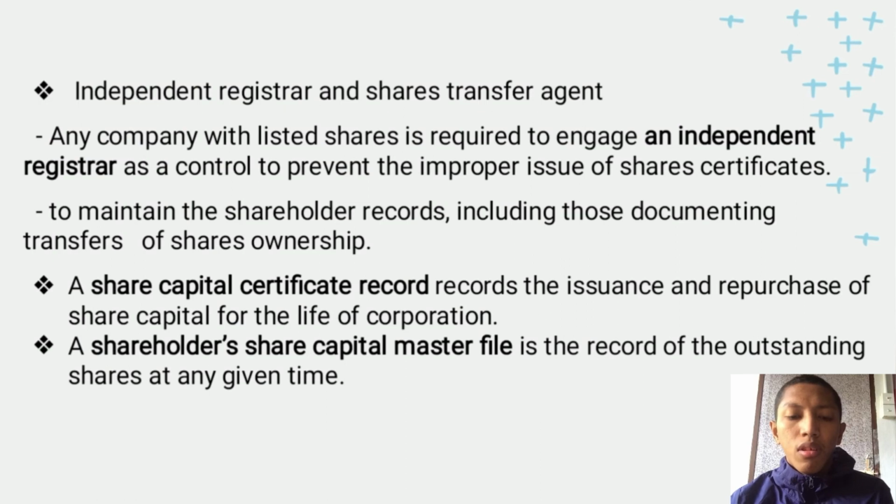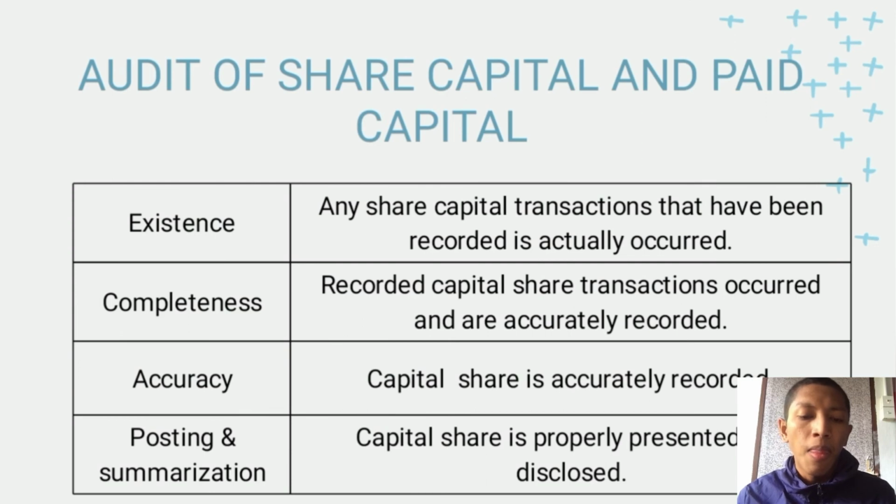There are two documents that we will usually use to audit on a security. The first one is the share capital certificate records, which is a record of the issuance and repurchase of share capital for the life of the corporation. And the second one is the shareholders share capital master file, which records the outstanding shares at any given time. Now we move to the next slide.